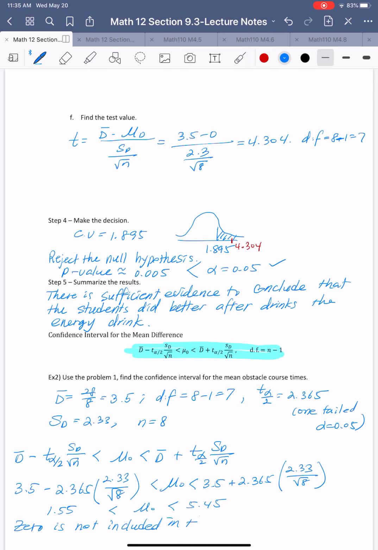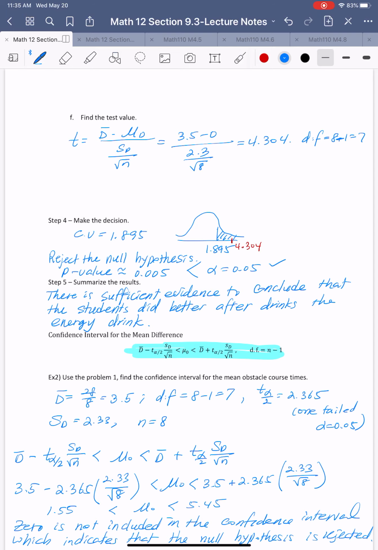So in the confidence interval, which indicates that the null hypothesis is rejected. Okay.